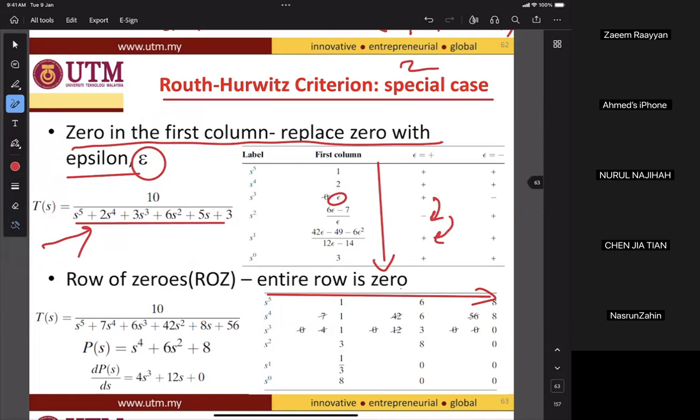And then a row of zeros is shown here. When we have this row of zeros at S cubic, what we do is find the auxiliary polynomial.